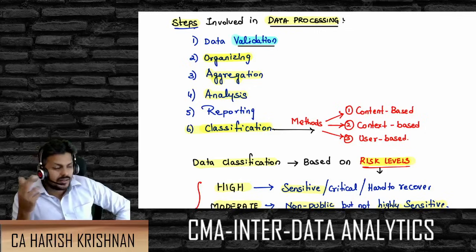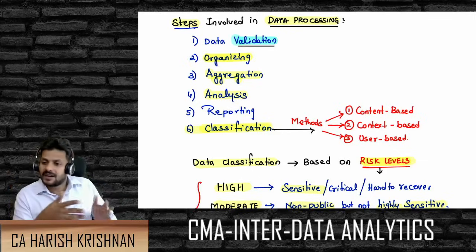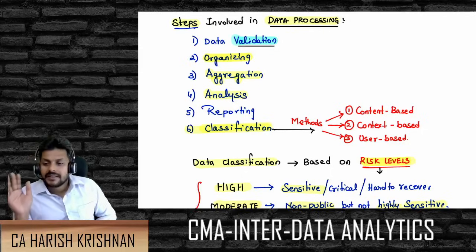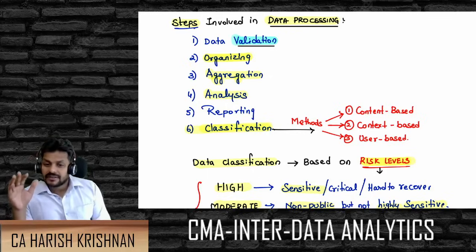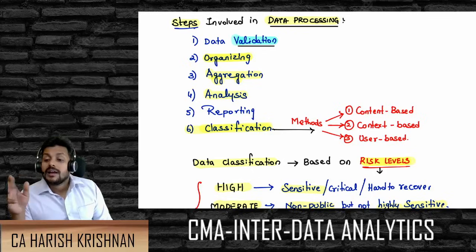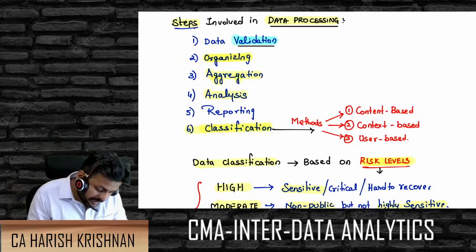Sometimes nothing will happen if you lose the data, because the data is not so serious. It's available in the public domain. Sir, what are we losing? Data itself is in the public domain, no problem. If it is like that, then it's not a problem. But what if? The scenario is a different thing, right? So which data is important and which data is not? Classification becomes an important tool. Therefore, the last step involved in data processing is classifying the data correctly.